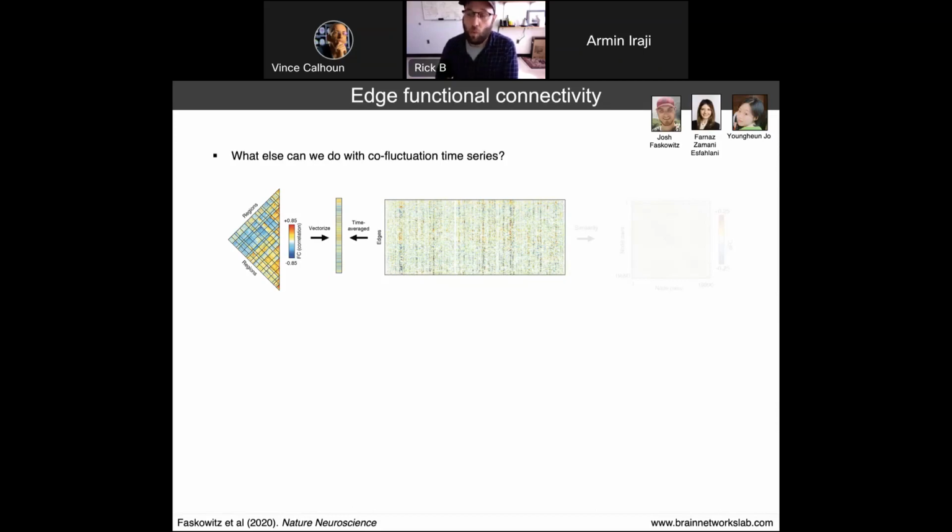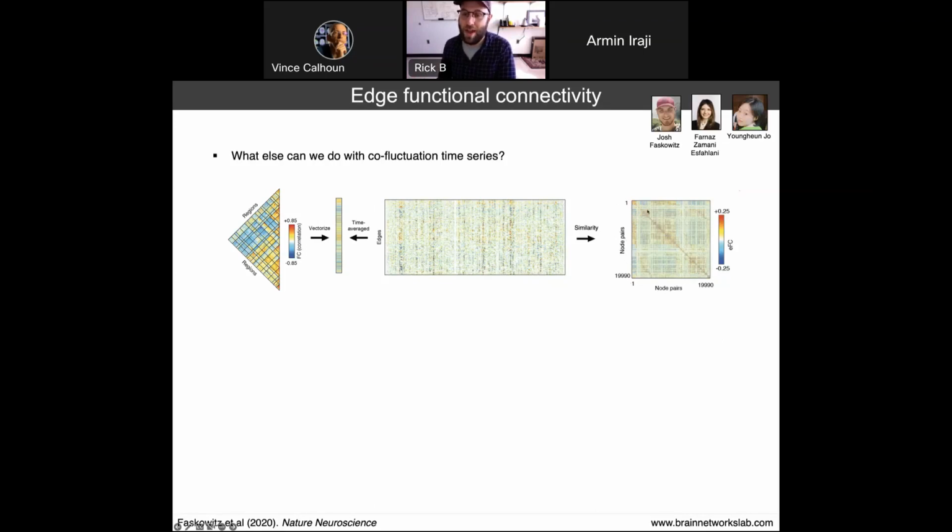Anyway, we started asking what else we can do with co-fluctuation time series. We said, well, if we can calculate correlations between regional BOLD, why can't we calculate correlations between edge level co-fluctuations? So we did. We calculated the similarity between every edge or co-fluctuation time series. This gives us a huge matrix, by the way. It's a node pair by node pair matrix, edge by edge. Our original study had 200 nodes, using Alex Schaefer's 200 node parcellation, which means we have roughly 20,000 unique edges in our network.